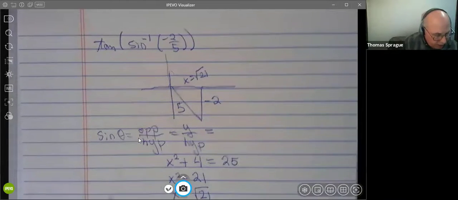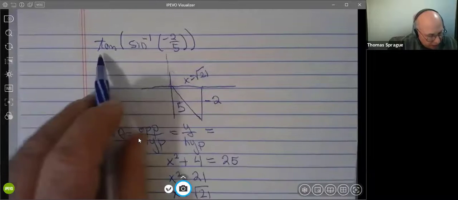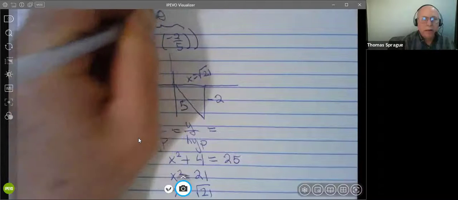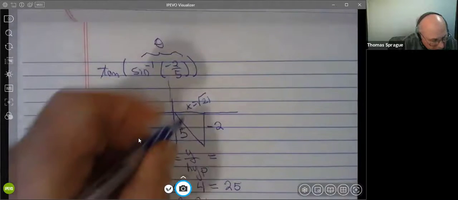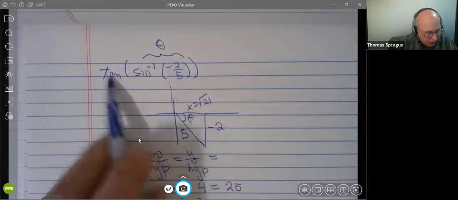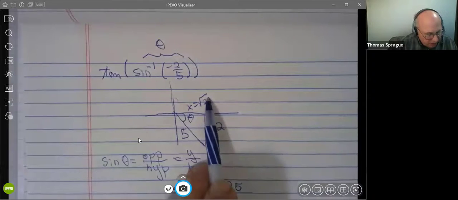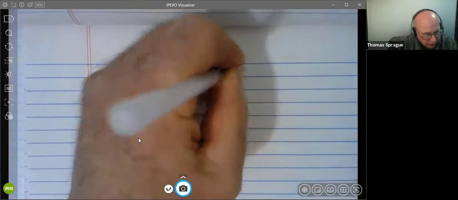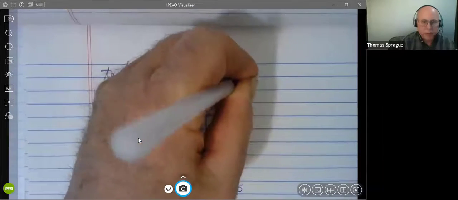Okay, now the question is, this part in here is the angle theta. So that's my angle there. What is the tangent of that angle? The tangent is the opposite divided by the adjacent. -2 over root 21.